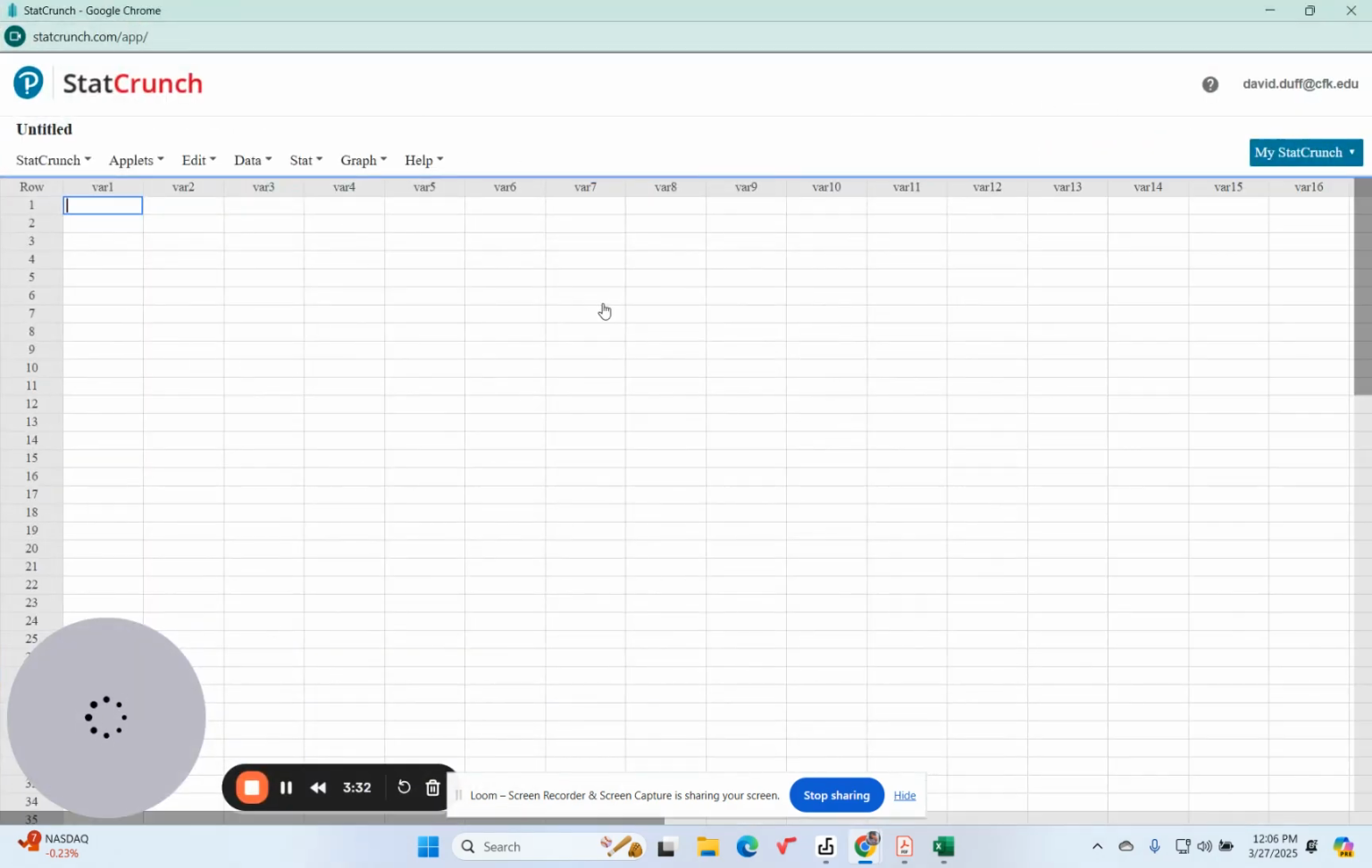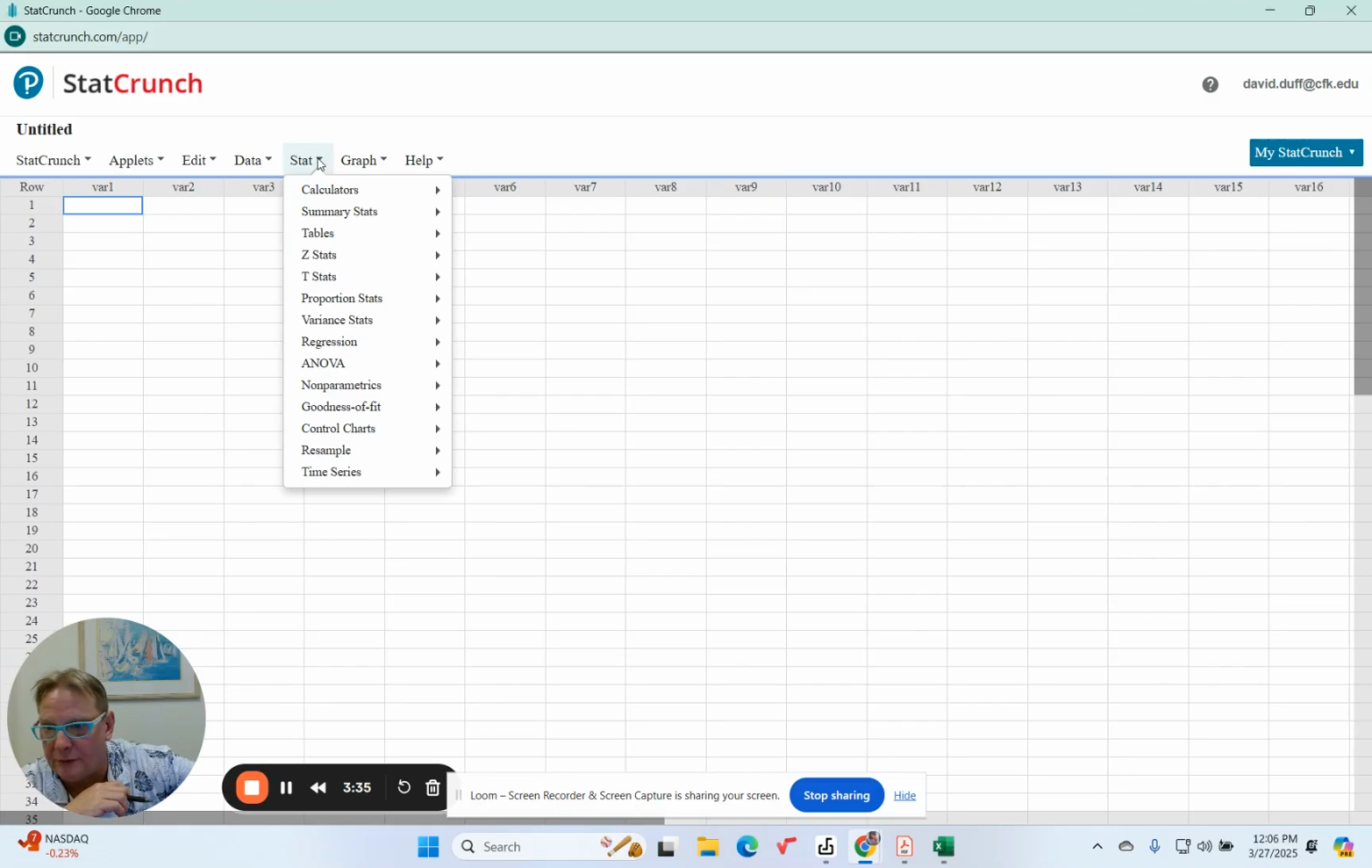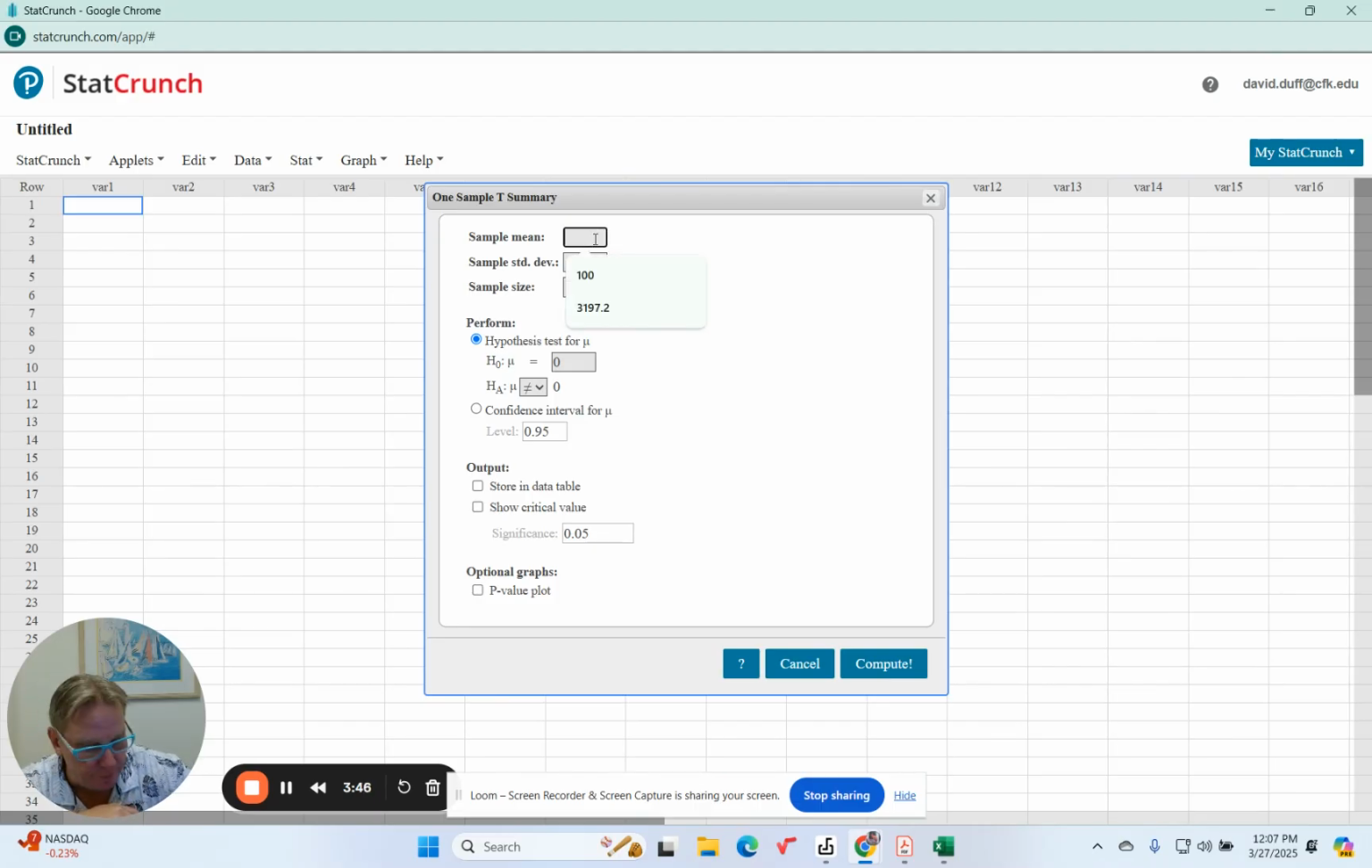All right, and I'm going to enter the summary statistics that I took down. So we're going to go to Stat, and now we're going to go to T Stats for the t-distribution. One Sample with Summary is going to ask us for the mean, which was 3.83. It's going to ask us for the sample standard deviation, which was 0.67. The sample size was 92. We're testing to see whether the mean is equal to 4, or whether it's not equal to 4, and we have a significance level of 0.10. And then we hit compute.